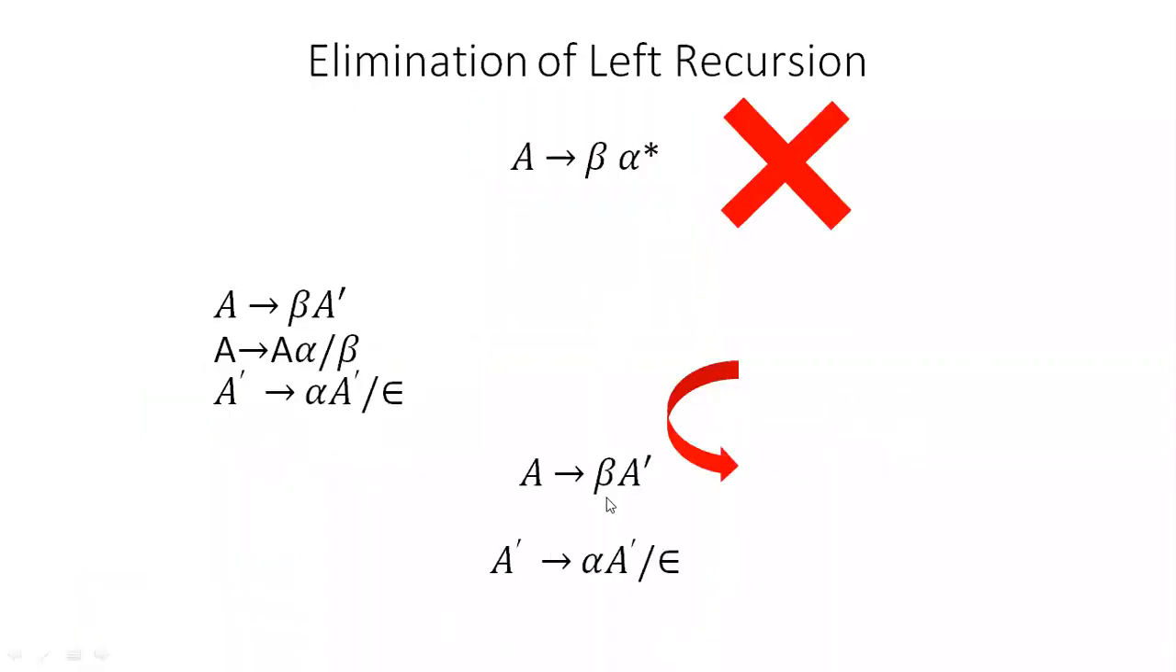A dash. And why are we writing this rule? This A dash is a new variable, right? To make it a live variable, we need to define the rule for this. So A dash tends to alpha A dash or epsilon. It should not again enter into an infinite loop. So for that purpose, we are using this epsilon. For making it a finite loop, we are using this epsilon. I think you all are clear about the syntax of the left recursion.